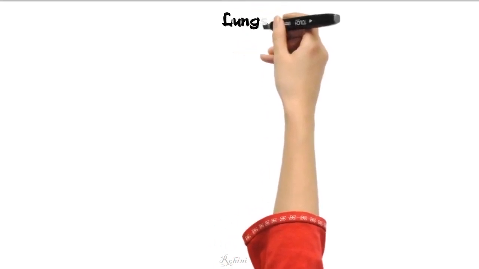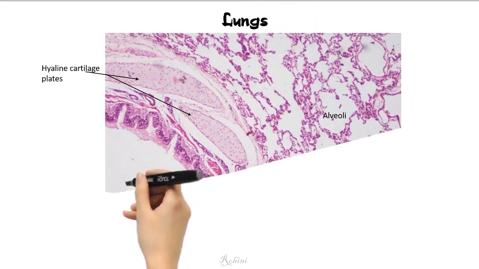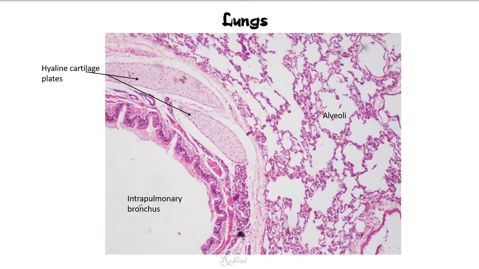On scanning the entire slide of lung we can identify the intrapulmonary bronchus with the plates of hyaline cartilage and the lining epithelium of pseudostratified ciliated columnar epithelium. The alveoli are lined by flattened squamous cells.